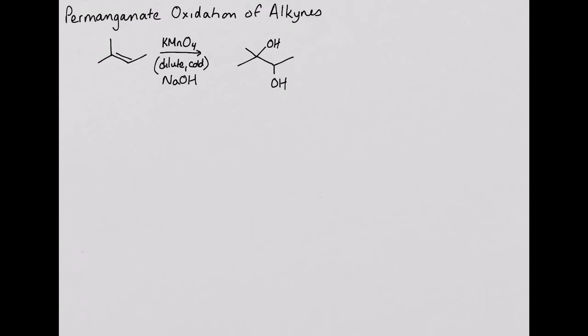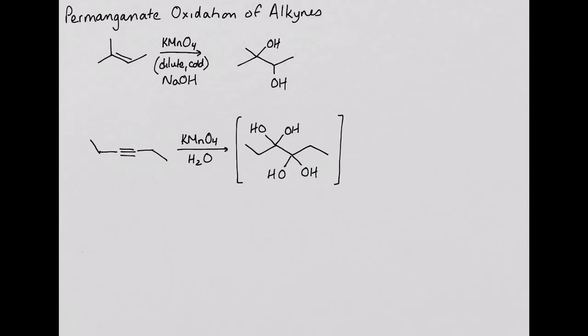If we treat an alkyne with similar conditions, aqueous permanganate, we see oxidation just of the pi bonds to give us 4 alcohol functionalities. This tetrol is very unstable and cannot be isolated. It rapidly loses 2 molecules of water to give the diketone.